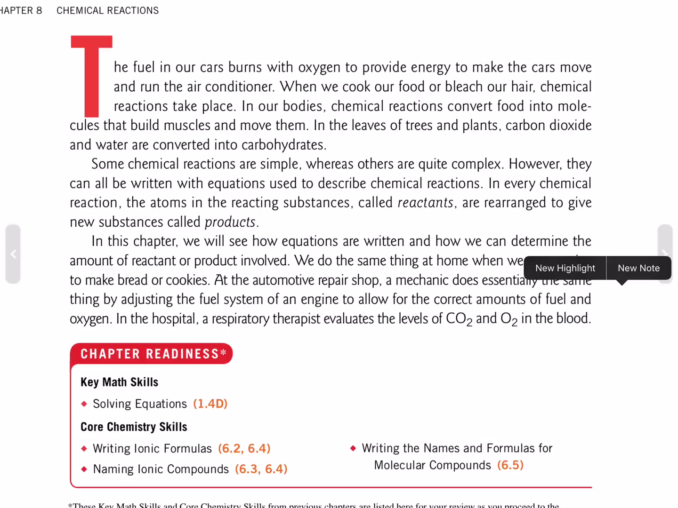Some chemical reactions are simple, whereas others are quite complex. However, they all can be written with equations used to describe chemical reactions. In every chemical reaction, the atoms in the starting substances, called reactants, are rearranged to give new substances called products. In this chapter, we will see how equations are written and how we can determine the amount of reactant or product involved. We do the same thing at home when we use a recipe to make bread or cookies.